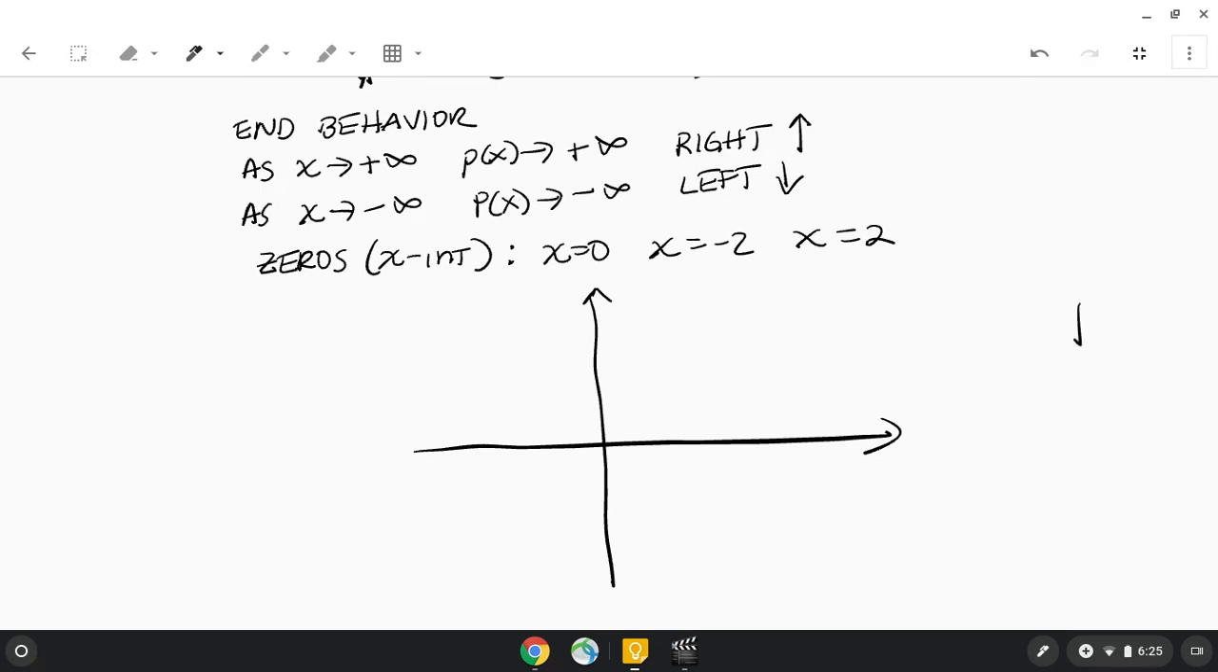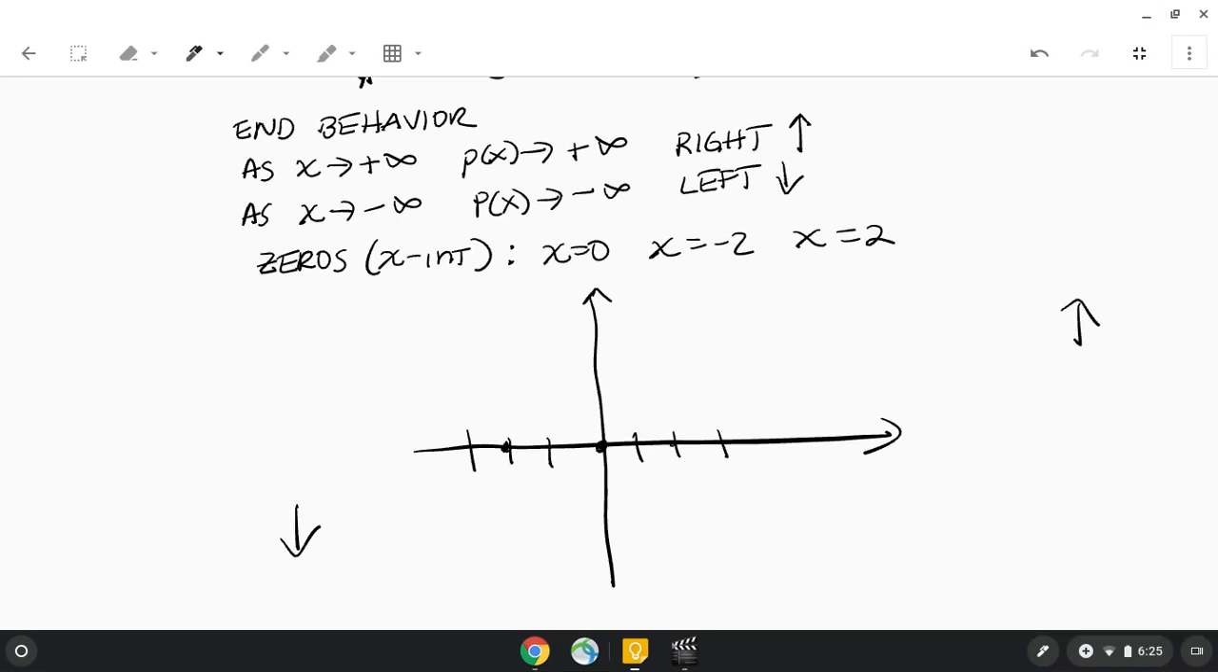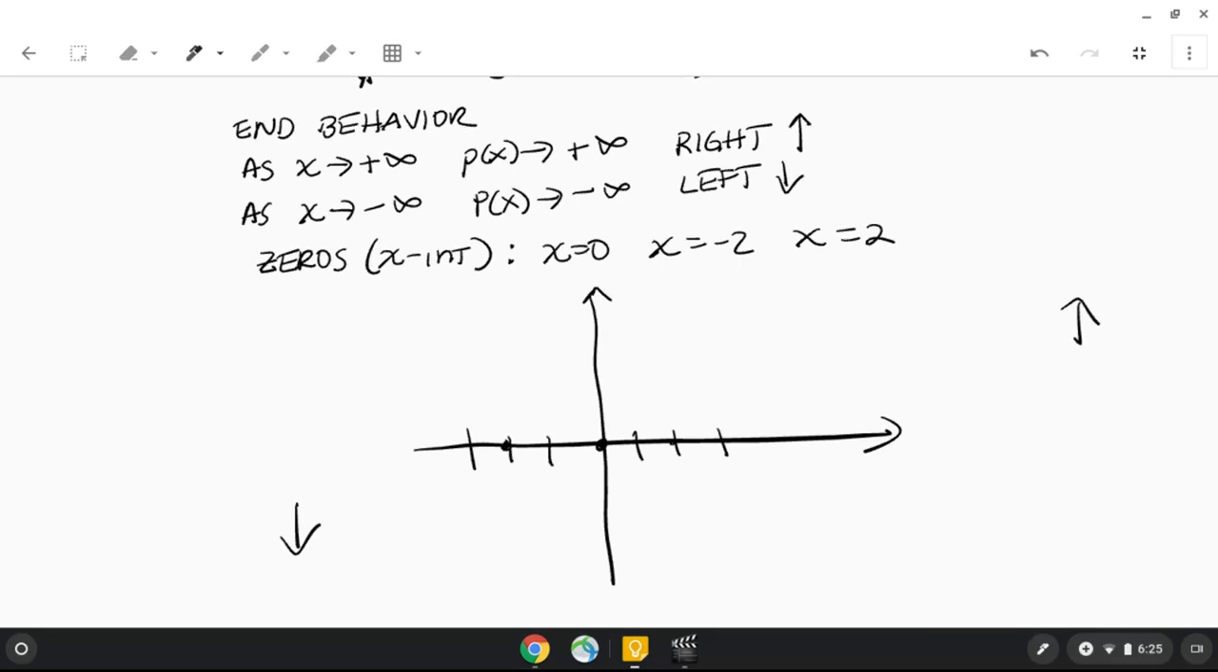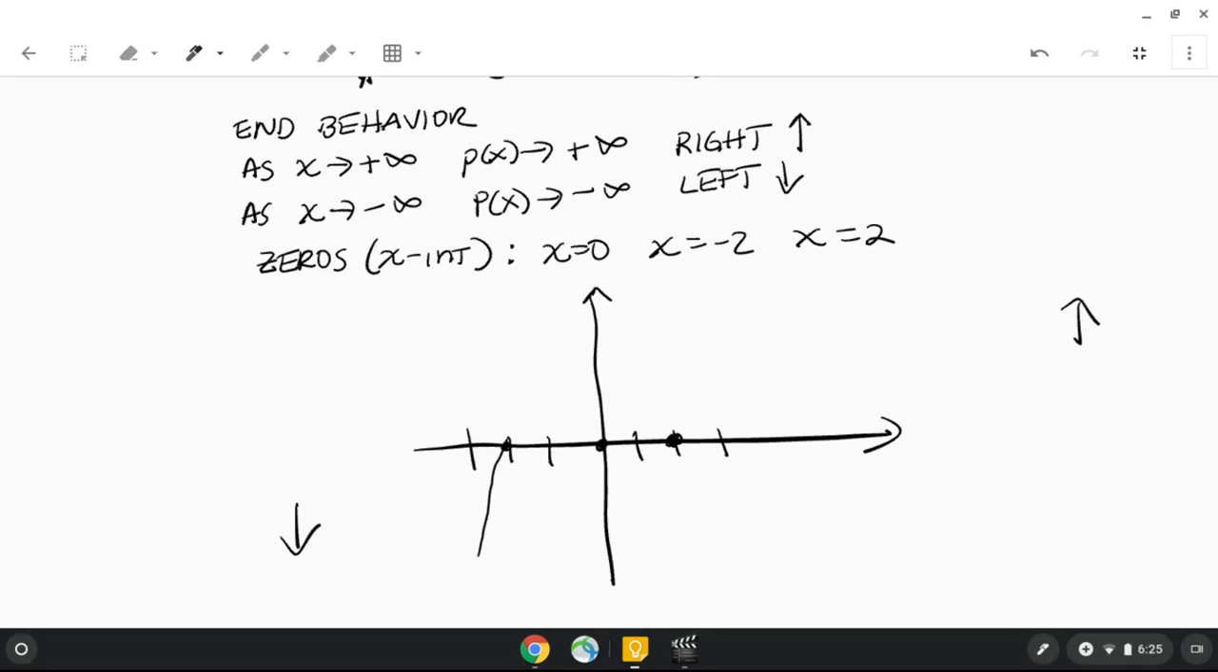Okay, so on the right-hand side, it should go up. On the left-hand side, it should be going down. I have an x-intercept at 0, one at negative 2, and one at positive 2. Okay. So the only way I can draw this graph so that my graph goes through these 3 points and ends up going up on the right-hand side and down on the left-hand side is by doing this.